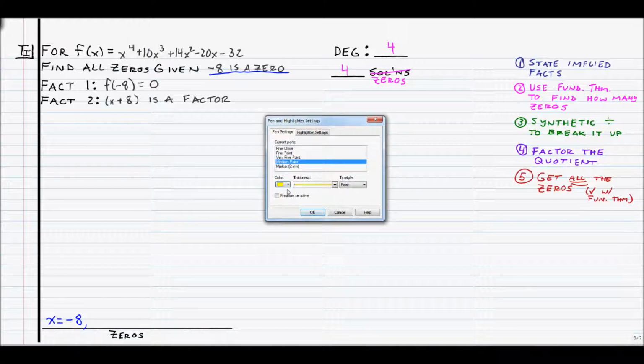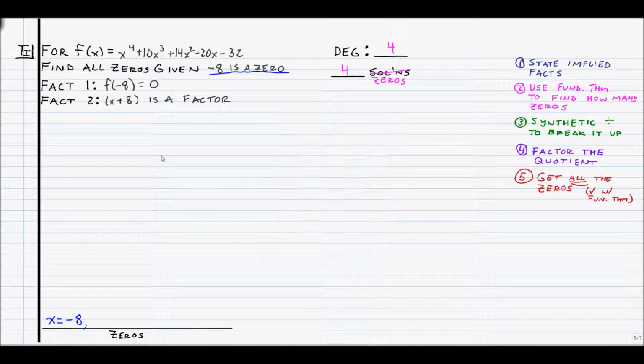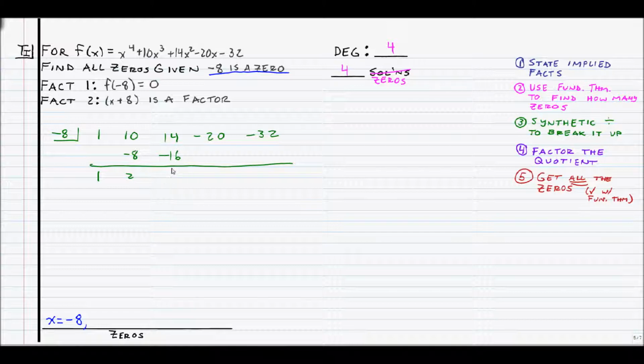Synthetic division time. So 1, 10, 14, negative 20, negative 32. So we'll draw the line. Negative 8, and draw the line. Then 1, negative 8, 2, negative 16, negative 2, 16, negative 4, 32, 0. Good job, it works. We were able to break it up.